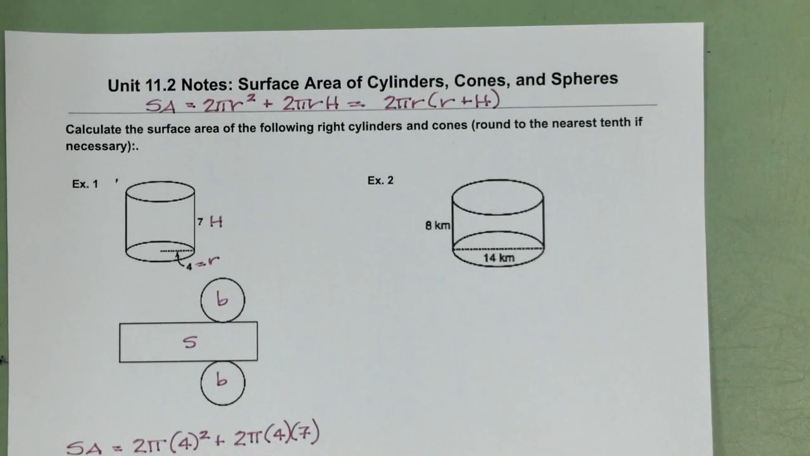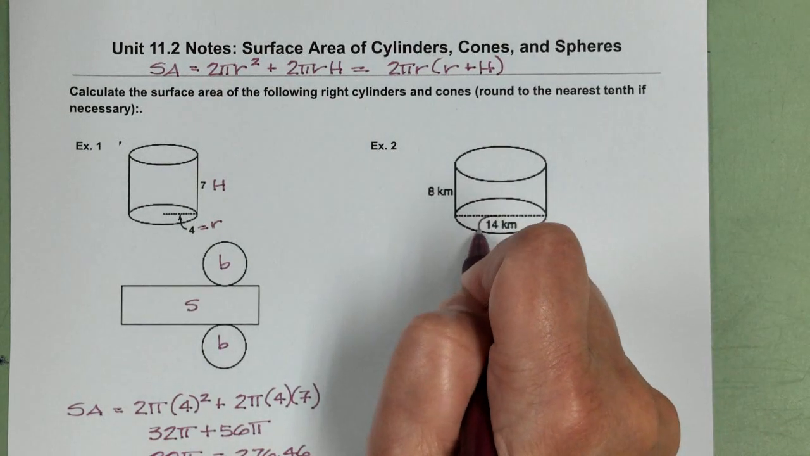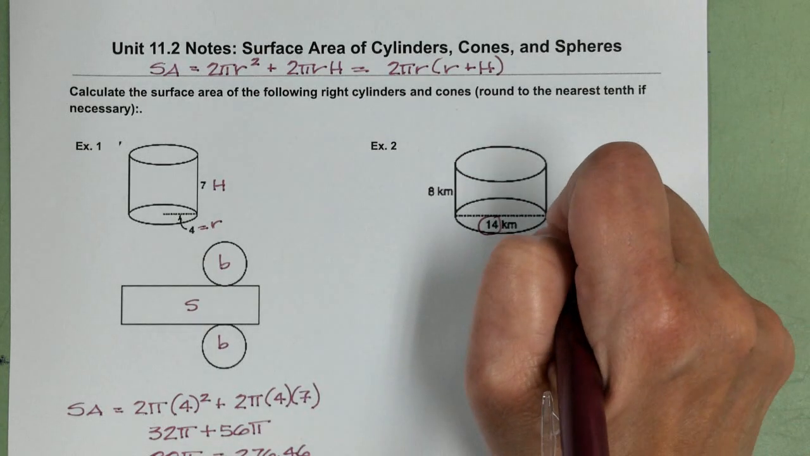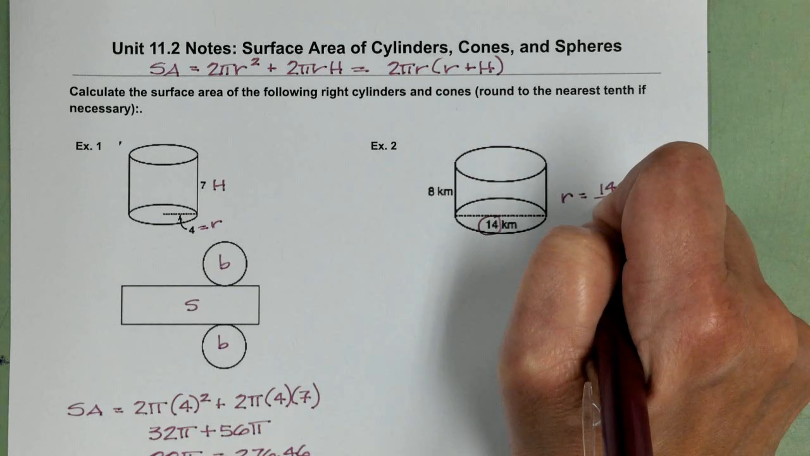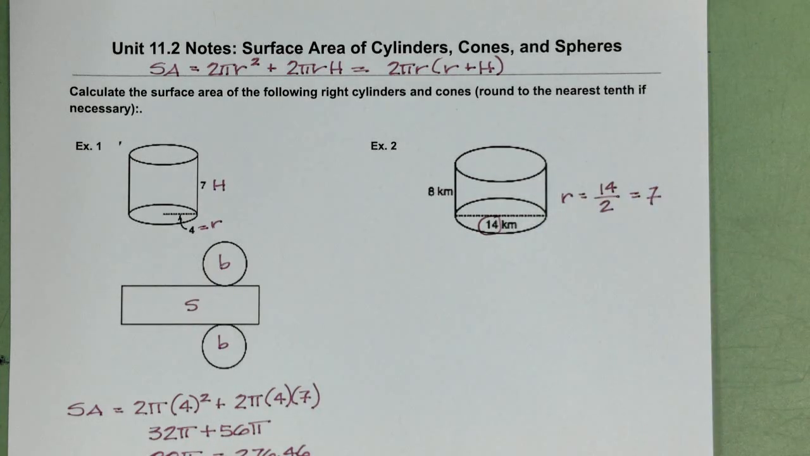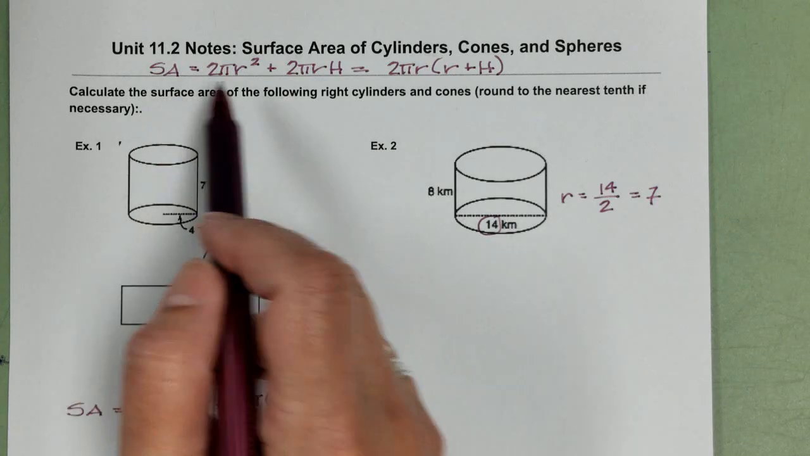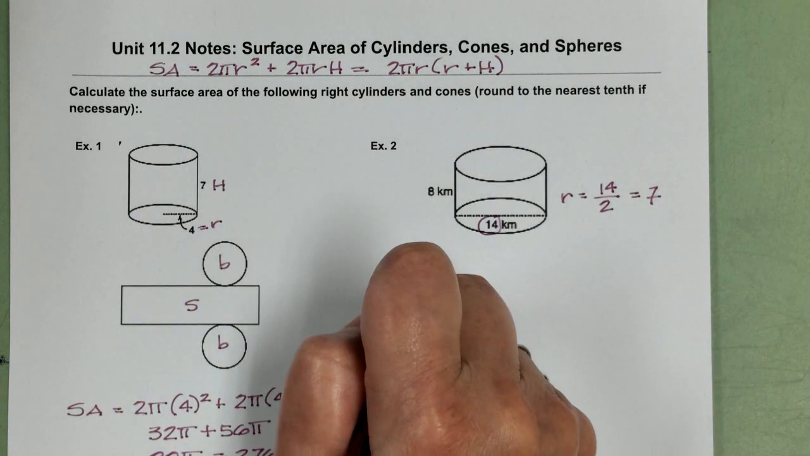All right. Moving on to example 2, notice this is the diameter. So the first thing we need to do to find the radius is take 14, divide it by 2, and that gives us 7. So I'm going to work this two ways. I'm going to work it with the original formula, and then I'm going to work it with the simplified formula.